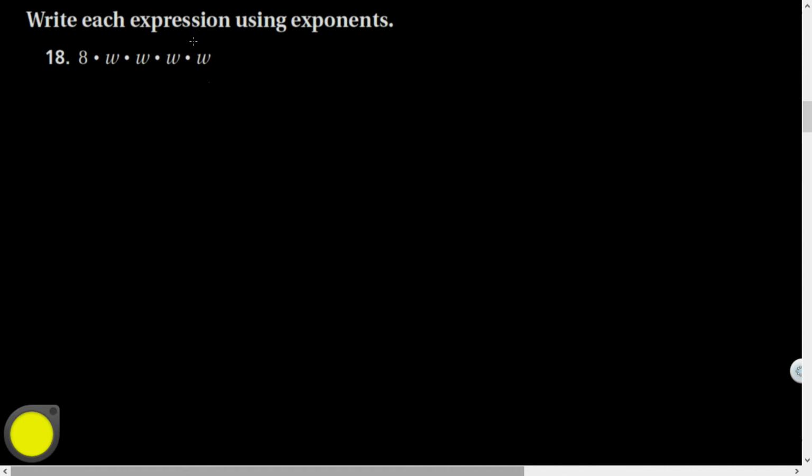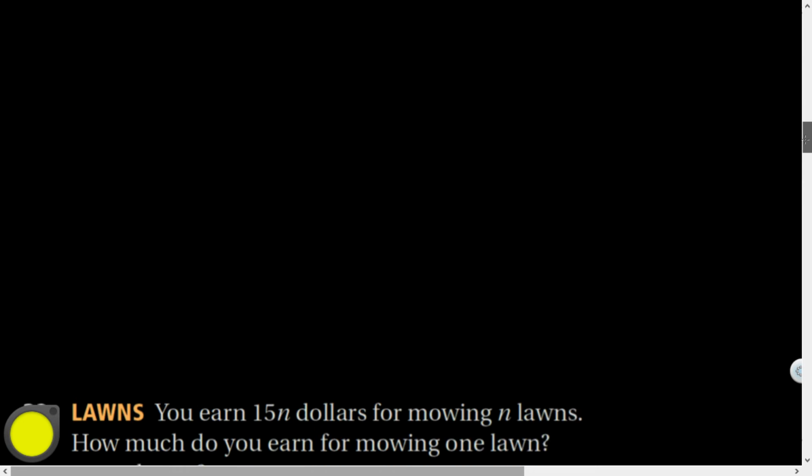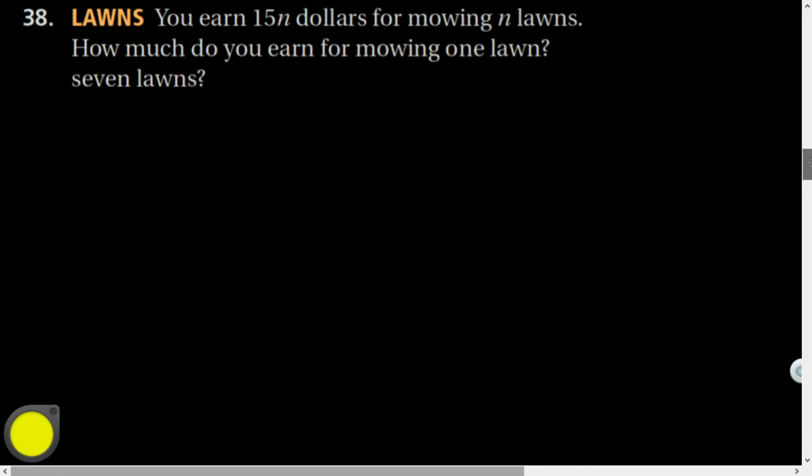All right, write each expression using exponents. W times W times W times W. That's a total of 4 W's there, and I can rewrite that as W to the 4th power, an exponent of 4. And 8 multiplied by that, I can just call that 8 in front of that. I could put a dot there if I want, but just 8W to the 4th is the way you could rewrite that.